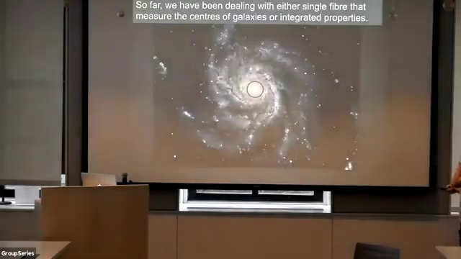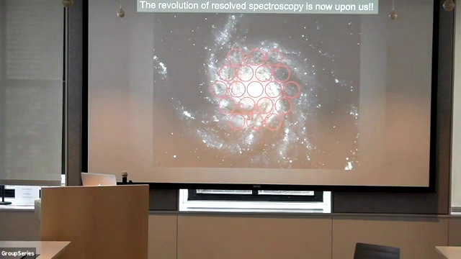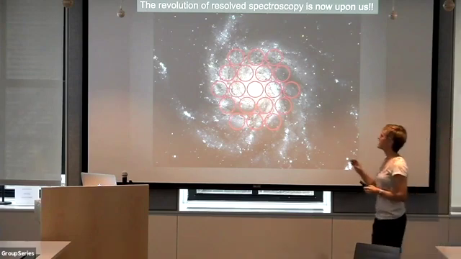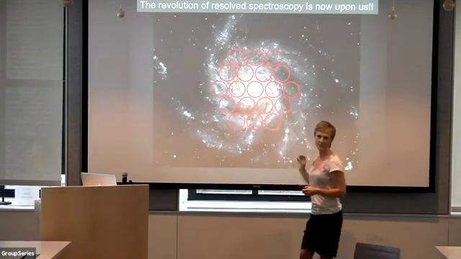All right, so up until now, I have been talking about the integrated properties of galaxies. So either from single slit fibers or from integrated measurements of the gas using single dish telescopes. But we are now well and truly in the regime of being able to do this in a spatially resolved way. So with IFU spectroscopy, we can take not just one fiber, but we can place a bundle of fibers over our galaxy.